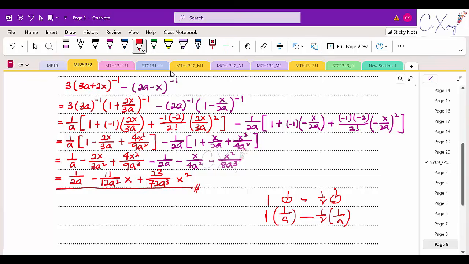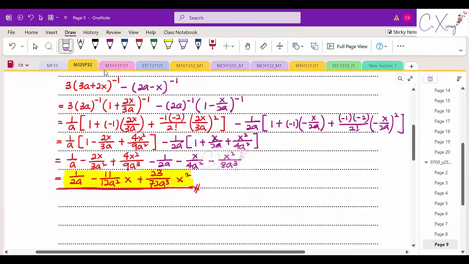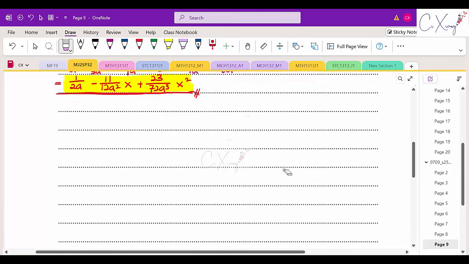Alright, so the step is basically not very hard, just that it is a bit complicated when you see all the steps here, because you're having all the a, all the x and everything. Make sure that you try to simplify very slowly and carefully. Don't make careless mistakes here. Alright, so this is what you have for part B, the binomial expansion. Okay, then let's continue to part C.